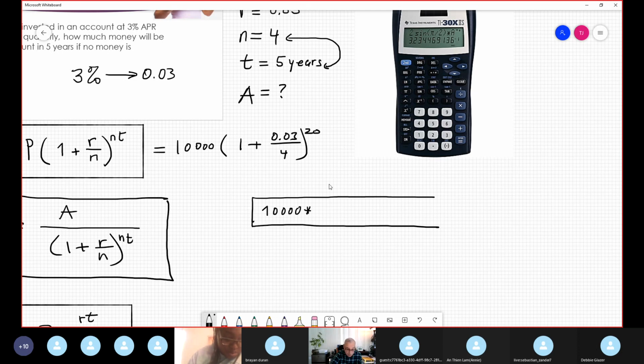Multiplication. Open the parentheses because we have several operations inside. So inside you put 1 plus 0.03 divided by 4. Close the parentheses. Okay, I put here 1 plus 0.03 divided by 4. Close the parentheses. Power, because it's an exponent. 20. Power 20. And press enter.